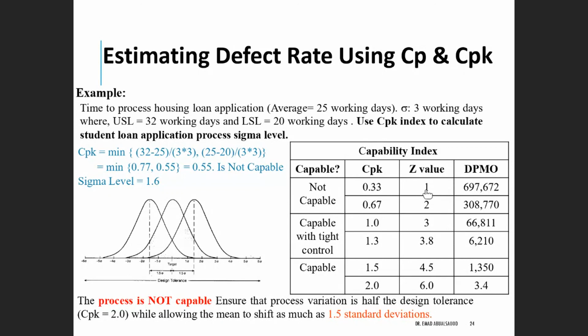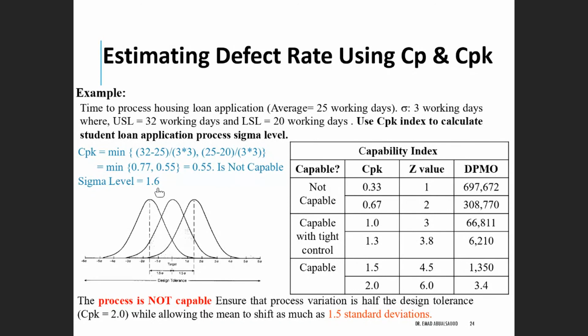So the Z value is 1 when the CPK is 0.33. 0.55 falls between 0.67 and 0.33. So I have 0.55 given here in the middle, which leads to X unknown. Then I also have sigma level 2 equal to 0.67 CPK. So I solve this equation, a linear algebra equation, first degree, one unknown, to find X, which is the Z value at 0.55. When you solve this equation, you will get the sigma level is 1.6. And that means the process is not capable and the sigma level is very low.